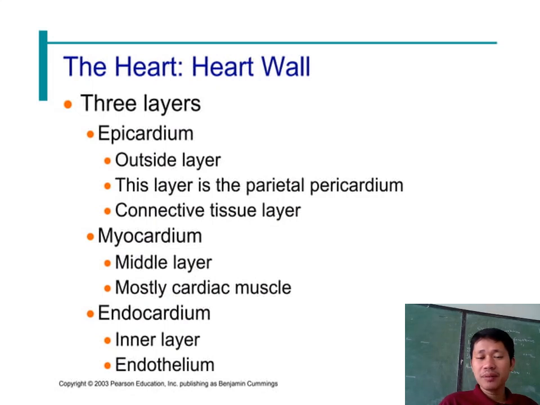Next is the heart wall. We know that the heart is a cavity filled with blood, so obviously it has a wall, and the wall of the heart is called the heart wall. This heart wall is made up of three layers: the epicardium, the myocardium, and the endocardium. The epicardium is the outermost layer. Earlier I mentioned the visceral and the parietal pericardium. The epicardium is actually not the parietal, but the visceral pericardium.